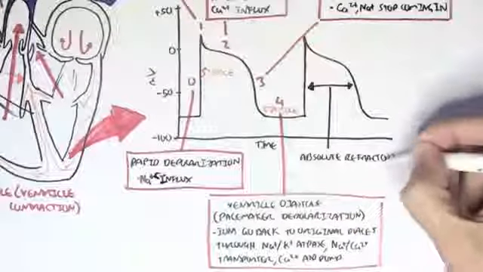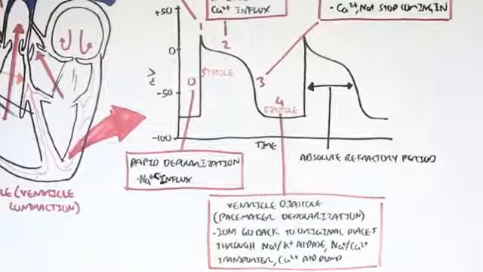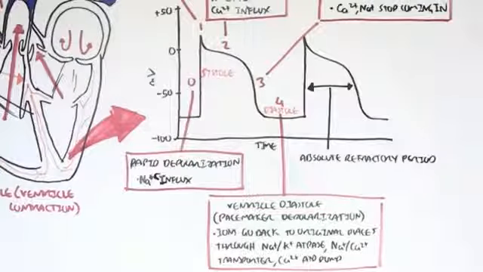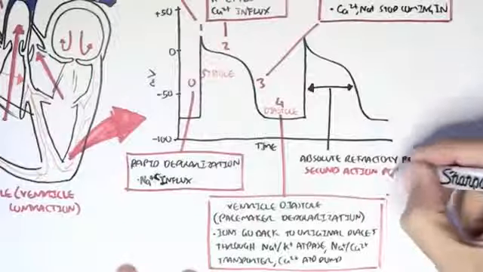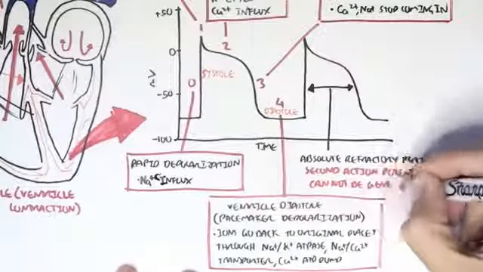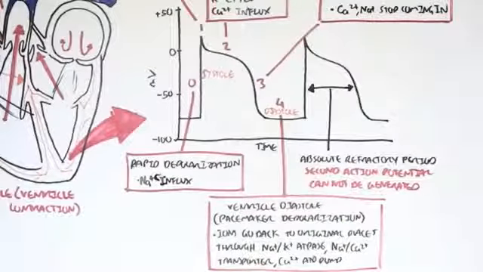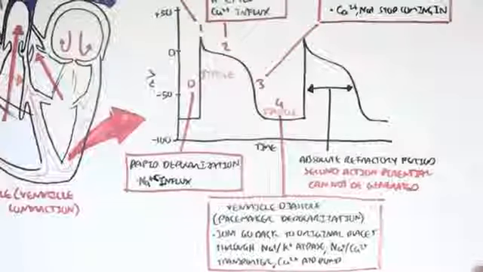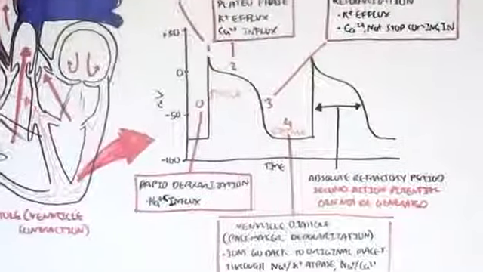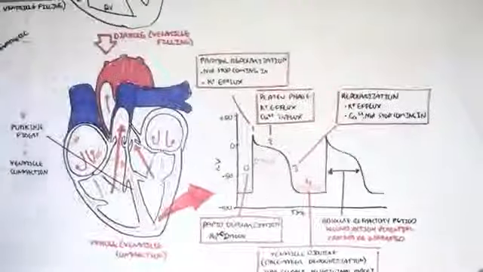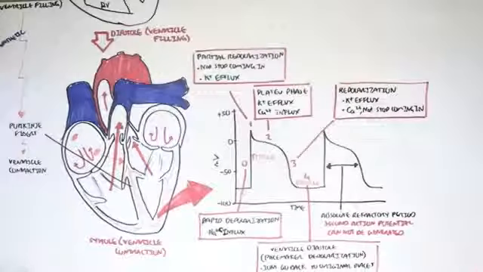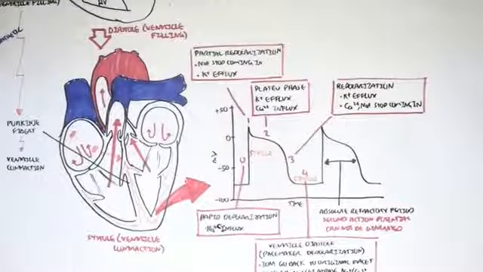Now, an important thing to know is the absolute refractory period, which is the whole duration of the action potential of the ventricle. The absolute refractory period is when a second action potential cannot be generated, and so we don't see a buildup of contractions, because otherwise we would have some form of heart attack.